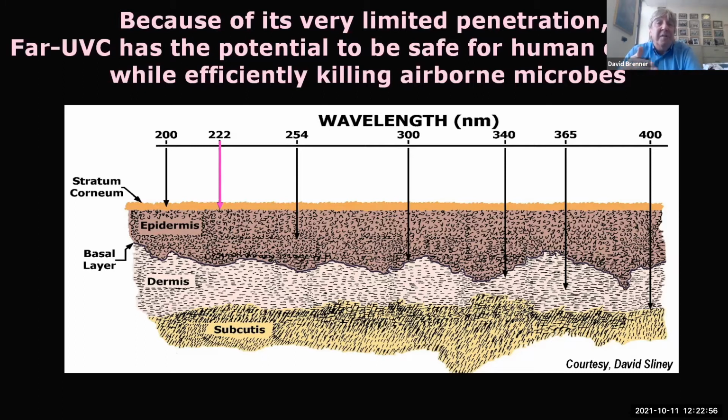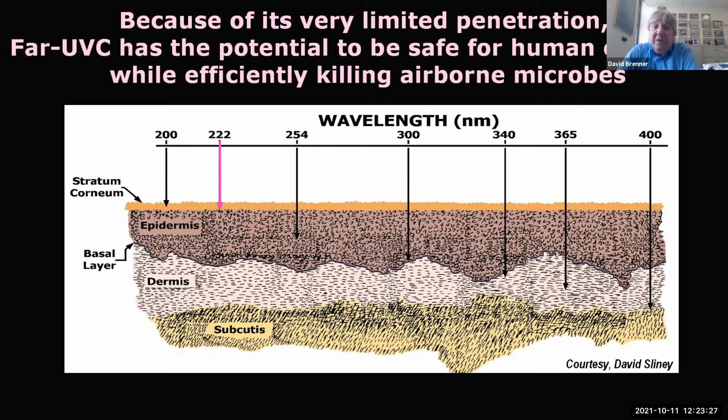So in this cartoon, what you see here is conventional 254. This is a cartoon of the surface of the skin. And what you see is that 254 nanometer light can very easily penetrate to the epidermis and occasionally even to the basal layer of the epidermis. Whereas the 222 nanometer light is essentially absorbed in the stratum corneum of the skin, the layer of dead cells on the very surface of our skin, cells that have sloughed off from the epidermis.